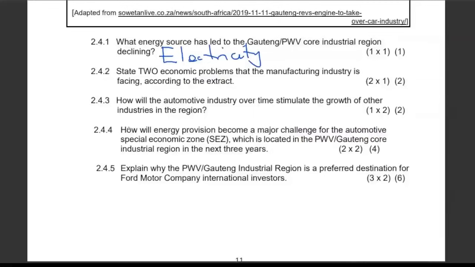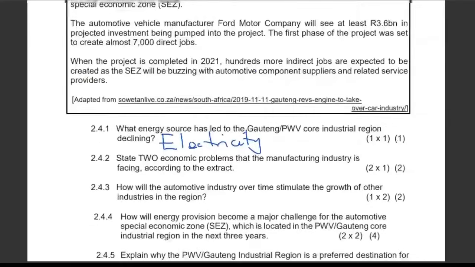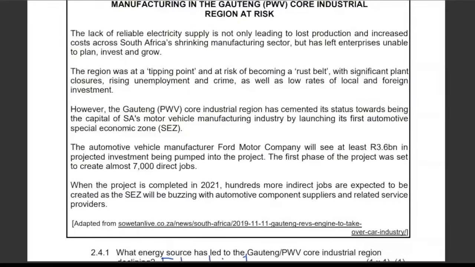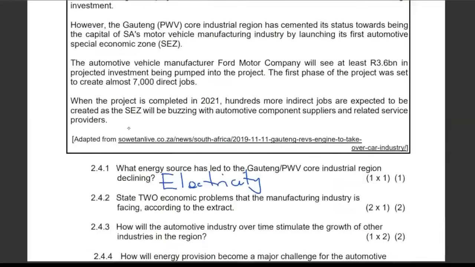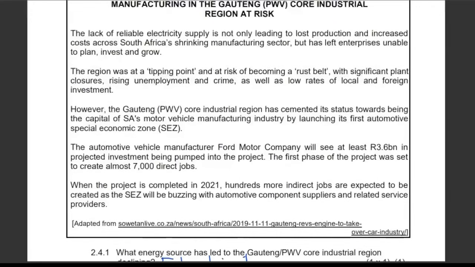Right. State three economic problems that the manufacturing industry is facing according to the extract. This is according to the extract. We want to try and identify the economic problems that the manufacturing industry is facing. Right. If we check the first paragraph, lack of reliable electricity is not only leading to lost production, increased costs, South Africa's shrinking manufacturing sector, but there's no economic factor there.